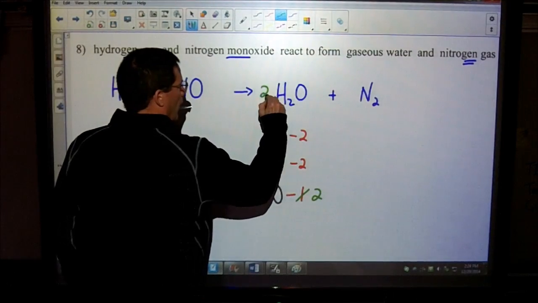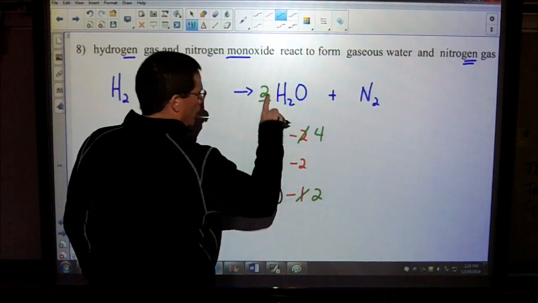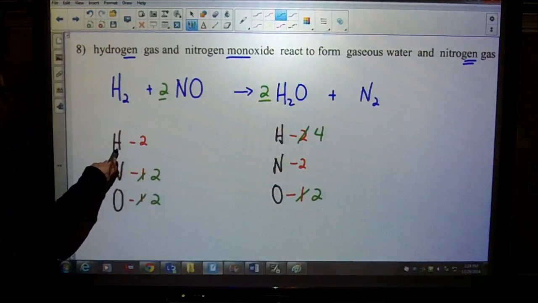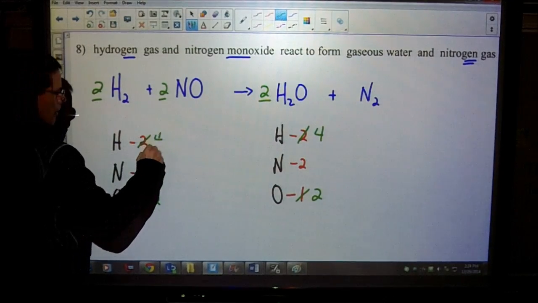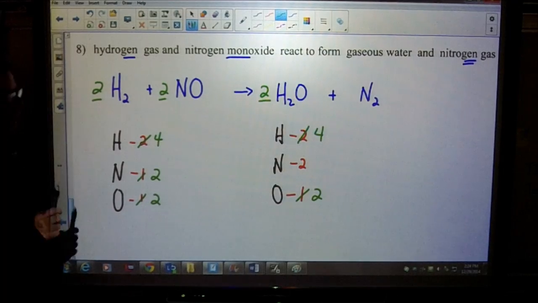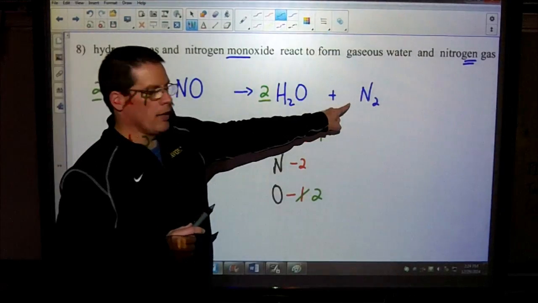By doing that, I did that. So now I have 4 hydrogen. So 2 times 2 is 4, 2 times 1 is 2. So now to get my 4 hydrogen, put a 2 there, and I have 4. And it looks like everybody's balanced. Now, we cannot reduce these values down because that is a 1.